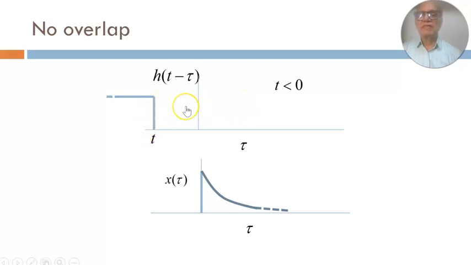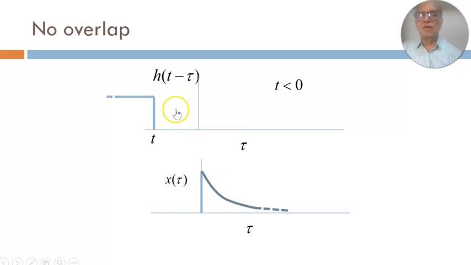Now when t is less than 0, if you look at these two functions, you find that they are not overlapping, which means that if you take their product, it is always going to be 0 for all values of tau. For example, if you consider values of tau less than t, this is finite, but then x(tau) is 0, so the product will be 0. Now if you consider values of tau greater than 0, then this is finite, but this function is 0, so the product is going to be 0. So as long as t is less than 0, the convolution is always going to be 0 because the product is 0, nothing to integrate.